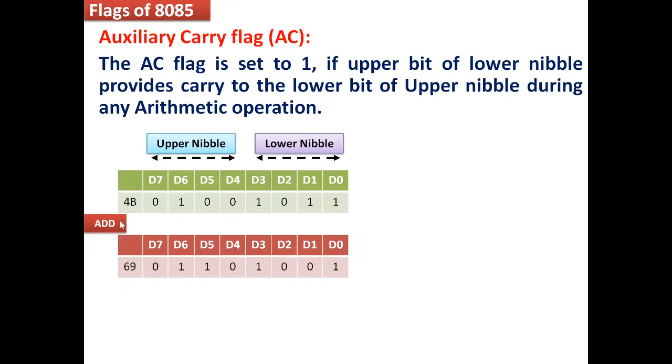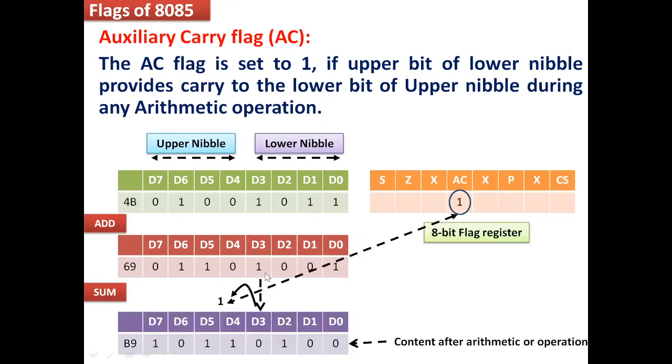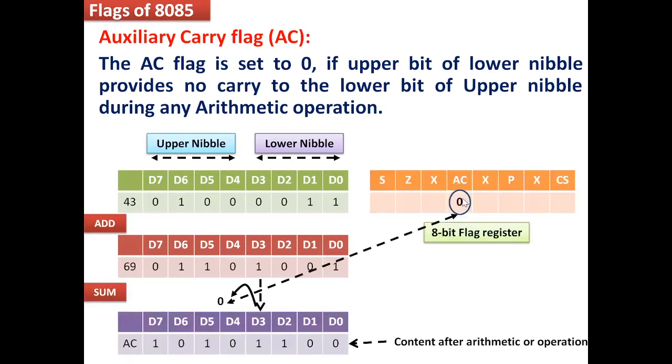If we add two numbers, 4B and 69, after addition you can see the most significant bit of the lower nibble is transferring a carry to the least significant bit of the higher nibble. So only during this, the auxiliary carry is set to 1, else it is set to 0.